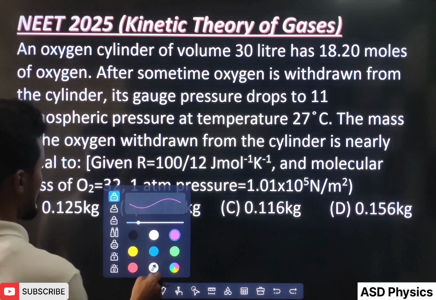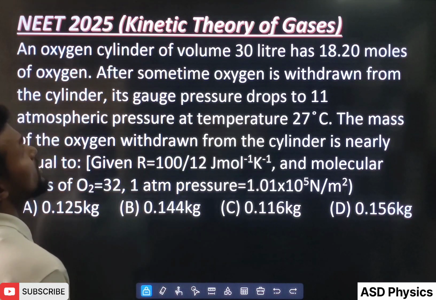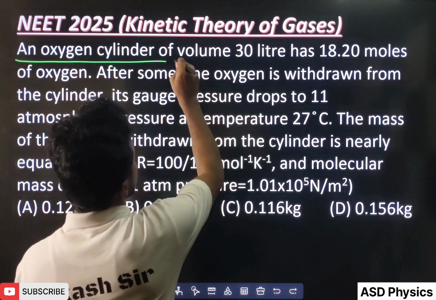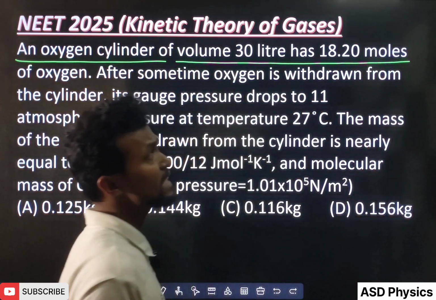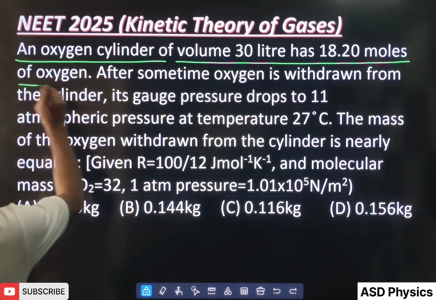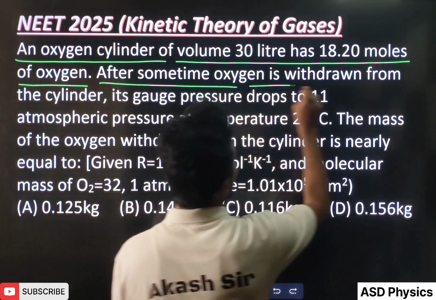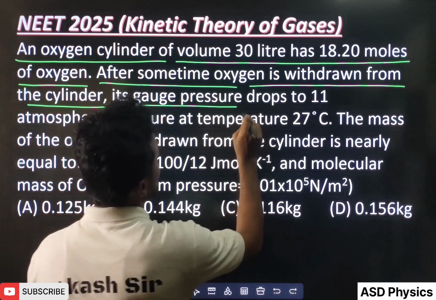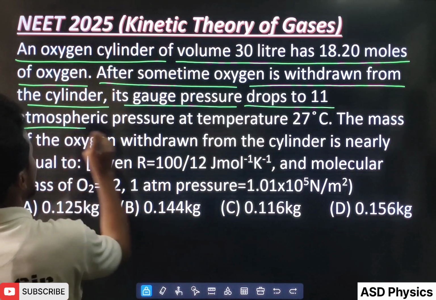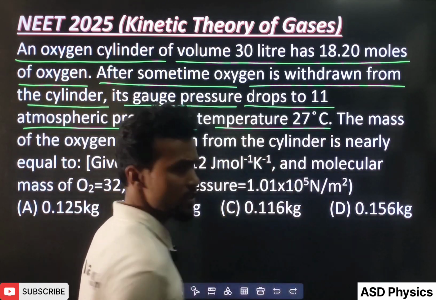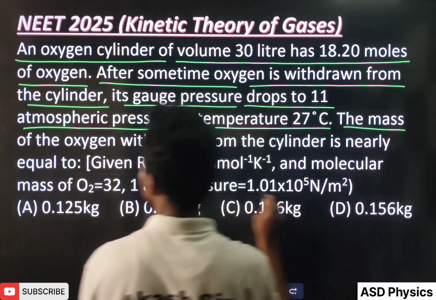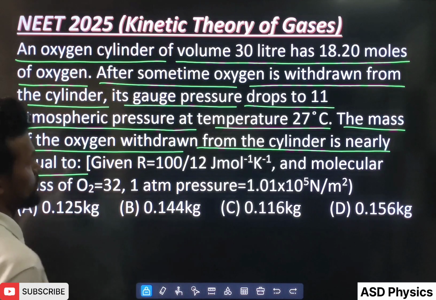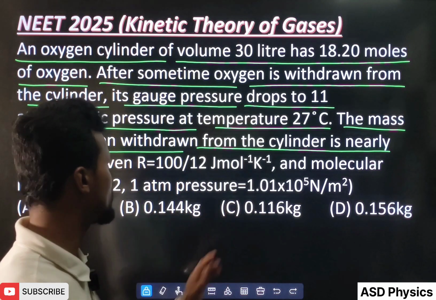Now students, let's see this question. The question is from kinetic theory of gases. Okay, so let's go to the question. The question is, an oxygen cylinder of volume 30 liter has 18.20 moles of oxygen. Now, after some time, oxygen is withdrawn from the cylinder. Its gauge pressure drops to 11 atmospheric pressure at temperature 27 degrees Celsius. The mass of the oxygen withdrawn from the cylinder is nearly equal to how much? And here some data is given that we have to use.